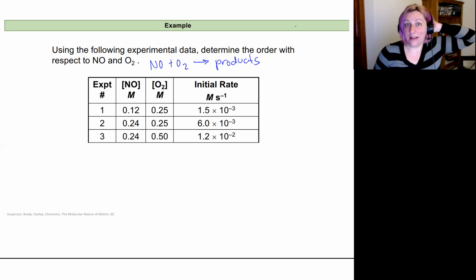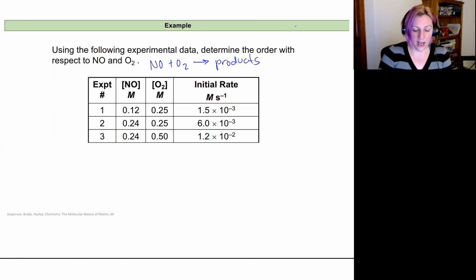And that's okay because finding out rate dependence can help us understand what that reaction looks like, what the products are, and what it looks like when it's all balanced. So we ran 3 trials. In one, we varied the amount of NO, and in two of them, we varied the amount of oxygen. And we measured the rates for both.